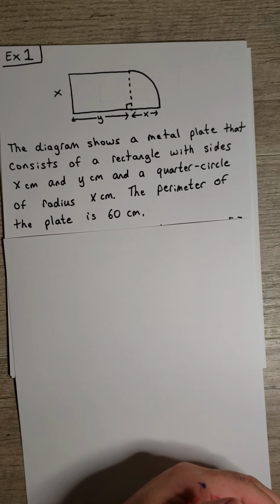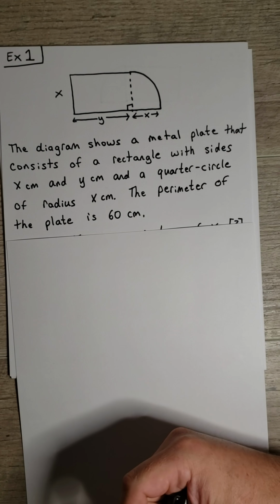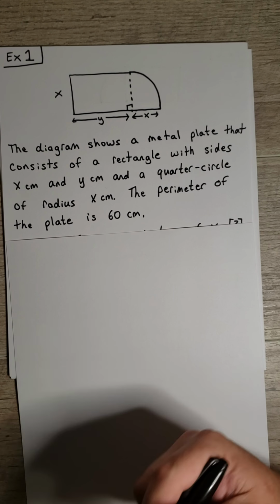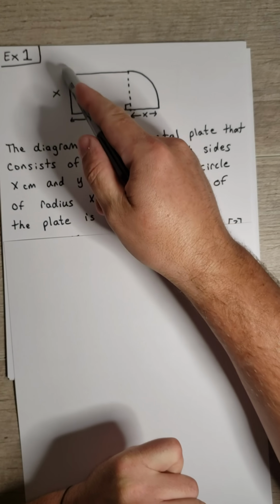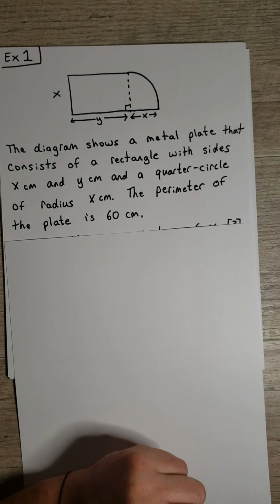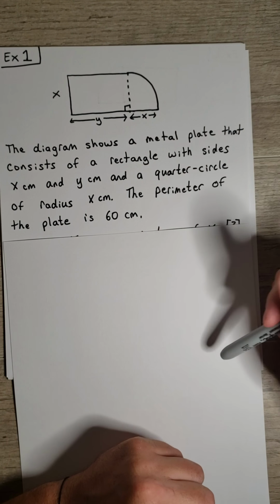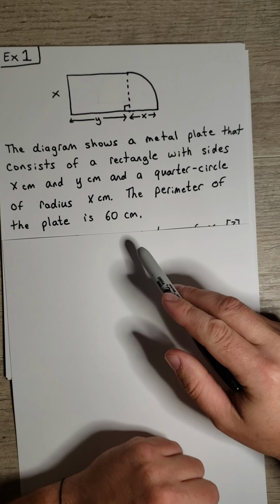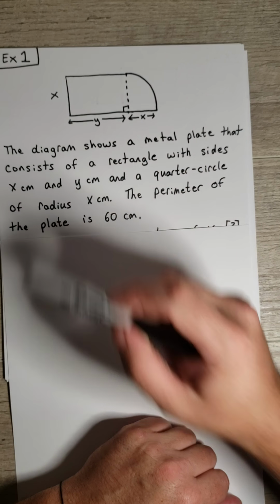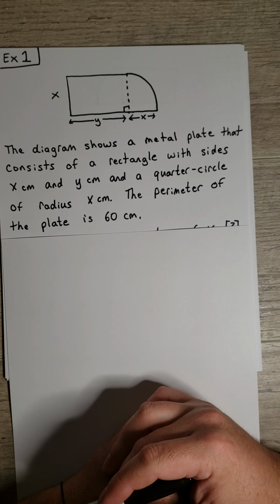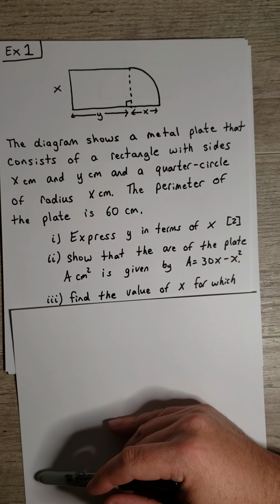Here's our question. We have the shape, a square, and then a semicircle. The diagram shows a metal plate that consists of a rectangle with sides x and length y, and then a quarter circle of radius x. The perimeter of the entire plate is 60 centimeters. The perimeter, remember, is the outside.